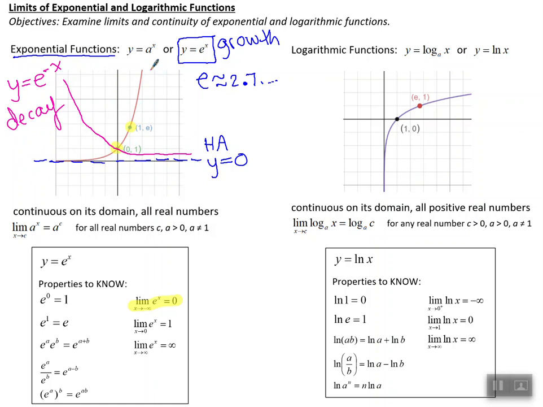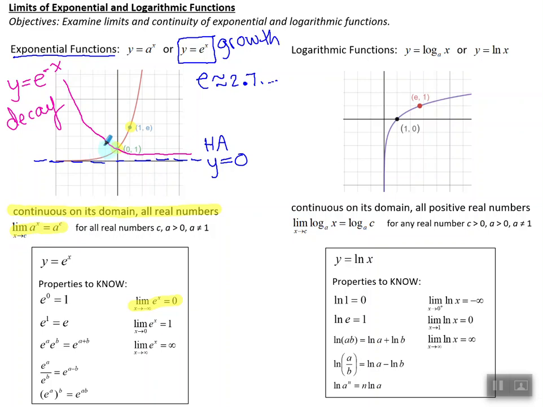Remembering how this function looks, we can tell that this function is continuous on its entire domain, which is all real numbers. And as for limits, this is a well-behaved function, so substitution works quite nicely. The limit as x approaches c of a to the x equals a to the c. We're just substituting the value of c in for x.